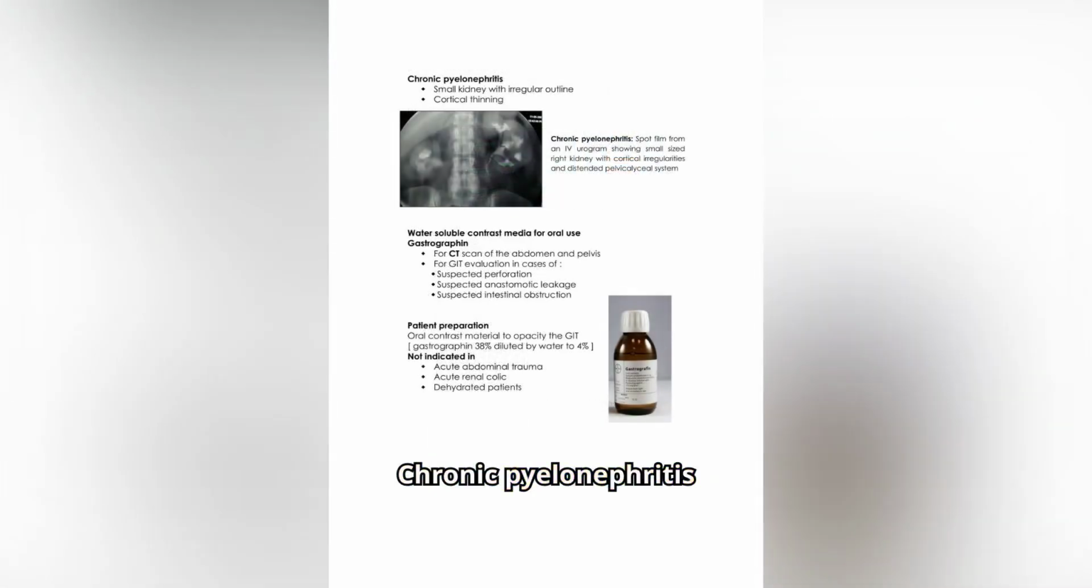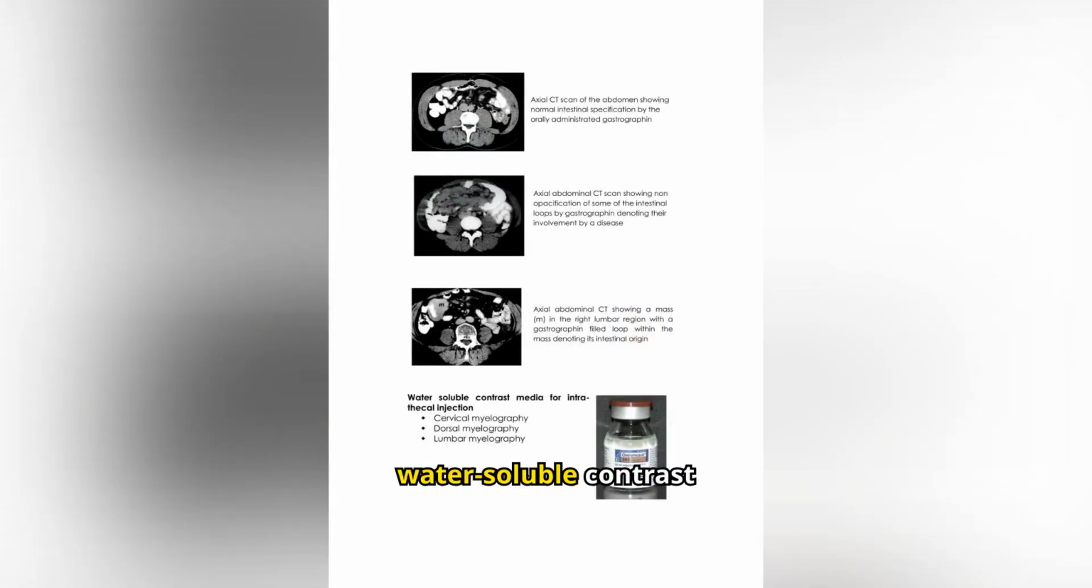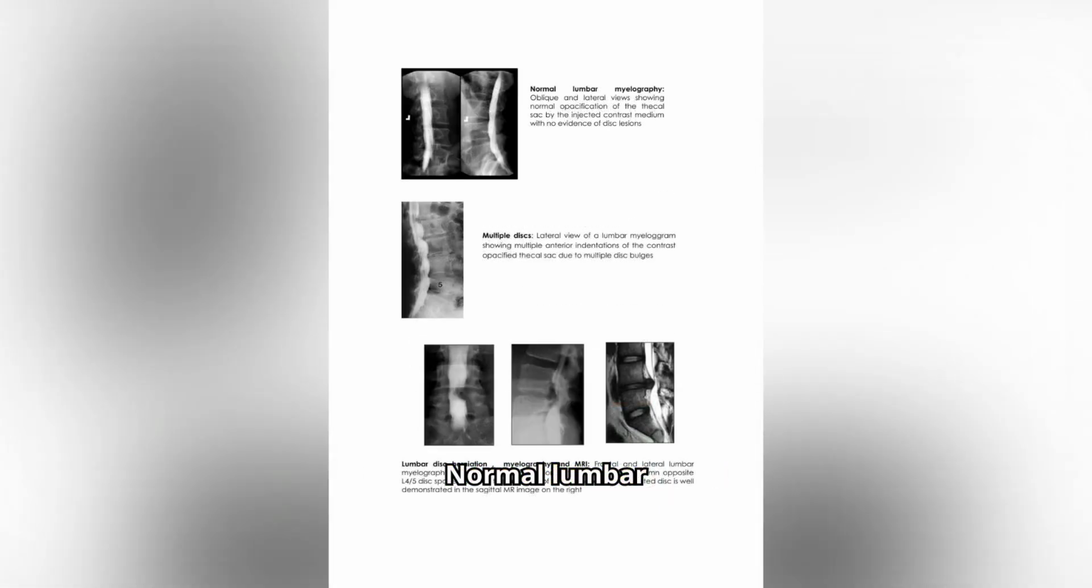Chronic pyelonephritis presents as a small, irregular kidney with cortical thinning on IV urography, indicating long-standing infection and scarring, requiring medical or surgical intervention. Gastrographin, a water-soluble contrast medium for oral use, is crucial for CT scans of the abdomen and pelvis, aiding in the evaluation of GIT perforations, leakages, and obstructions. Normal lumbar myelography shows a well-opacified thecal sac without disc lesions, providing clear imaging of spinal structures and aiding in the assessment of potential neurological issues.